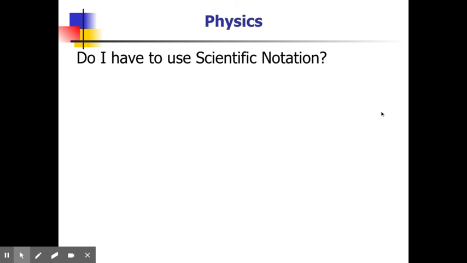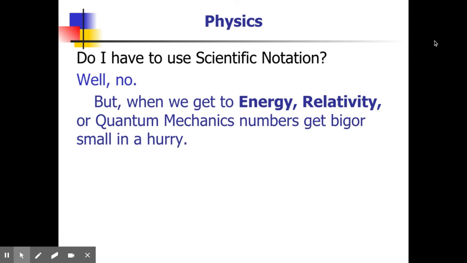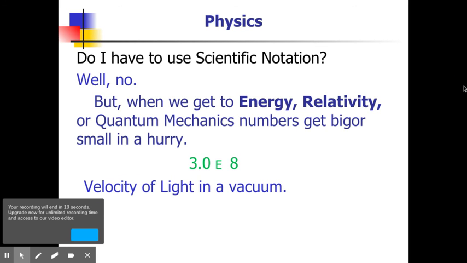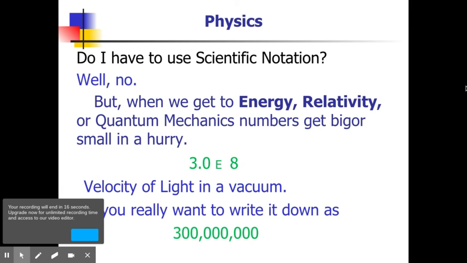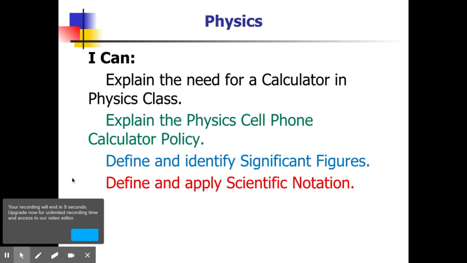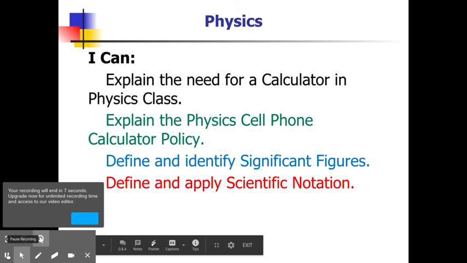So, do I have to use scientific notation? Well, no. This isn't our first rodeo. But when we get to energy, relativity, and quantum mechanics, the numbers get big or small in a hurry. Sure, 3.0 times 10 to the 8th, the velocity of light in a vacuum. If you really want to write this value down as 300 million, well, fine by me. However, you will find that it's easier in scientific notation.